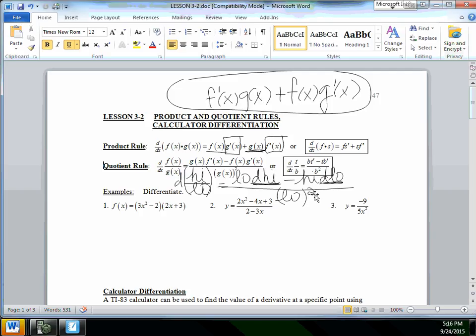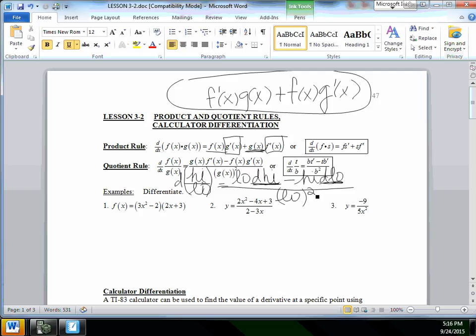So now let's look at these examples they have here. Most of you are saying, well, why do I have to do the product rule right here? Can't I just FOIL in and take the derivative of each individual term? Yes, that is true. But for this case, until we learn trig functions, this is the only way we can really practice the quotient rule.